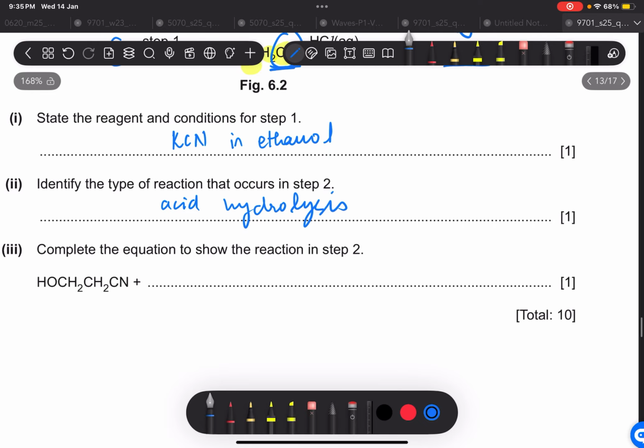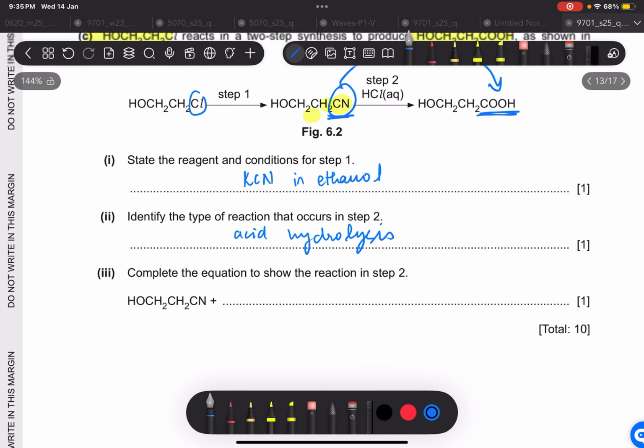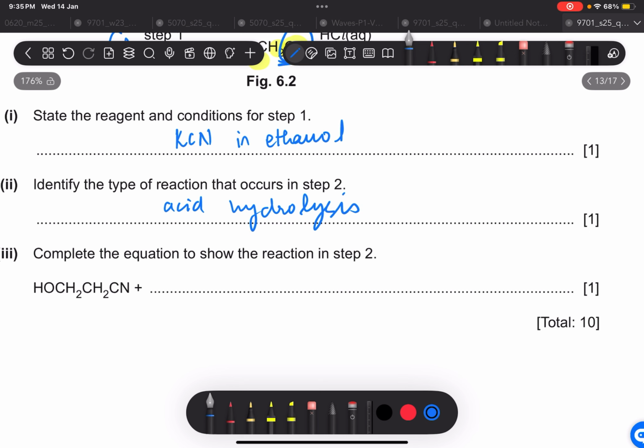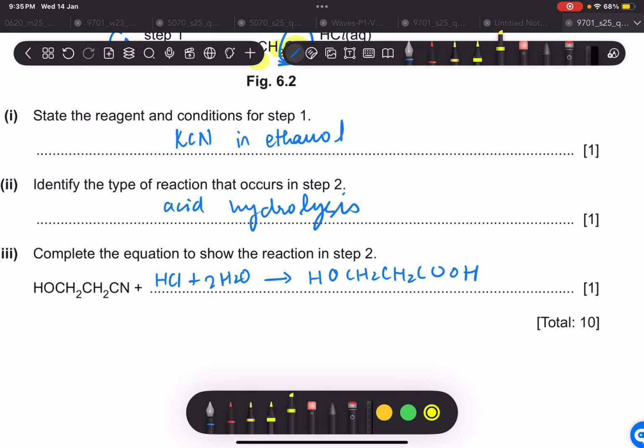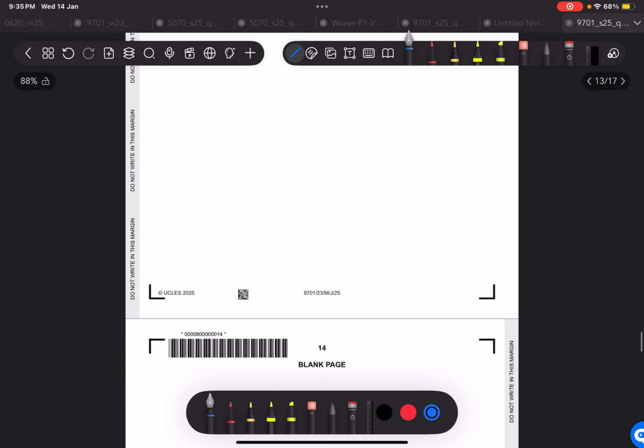Complete the equation shown to show reaction 2. What you're going to add is HCl in water, and you're going to form HOCH2CH2COOH, this part converted into the acid part. The second thing you're going to form is all the products that are left, which is ammonium chloride. This Cl, this nitrogen reacts, this water provides the hydrogens, and you form ammonium chloride. So I guess that's all for today.